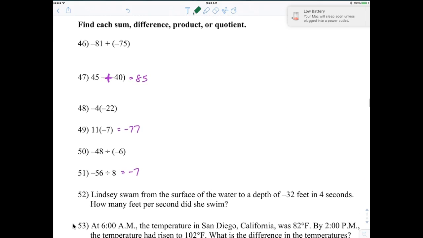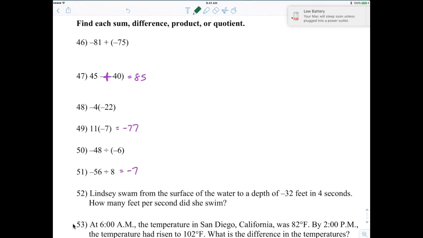All right. We got a few more minutes, right? What time's the bell ring? 127. 2 minutes. All right, 2 minutes. Let's do a couple more.